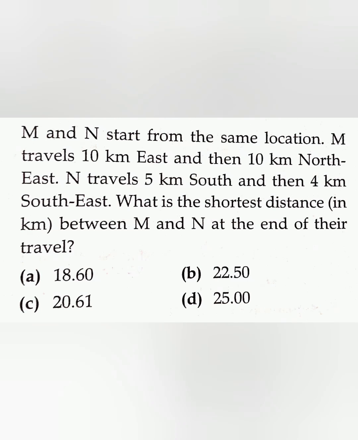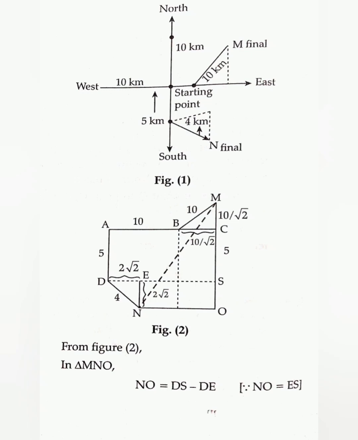Okay, we have to find the shortest distance between M and N at the end of travel. First of all, we have to draw according to the given data. So the figure on the top shows exactly how both M and N travel. M travels first towards east, then 10 kilometers northeast. Similarly, the corresponding pathway of N is also drawn. We have to find the final distance between M and N.